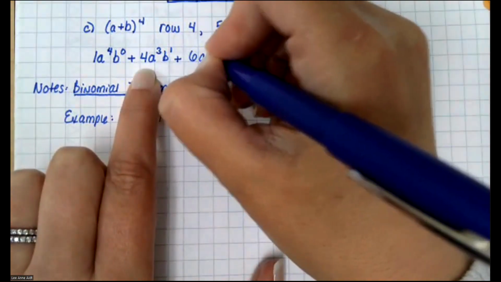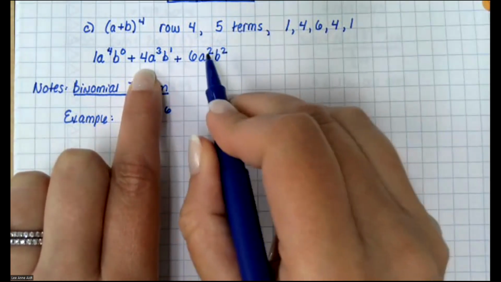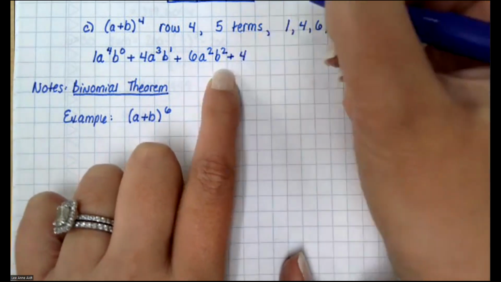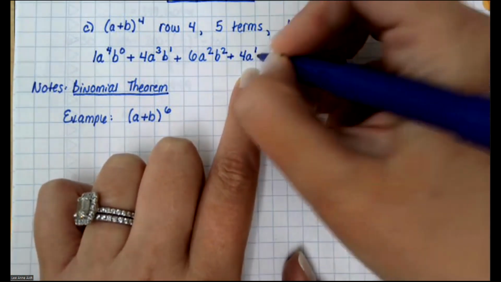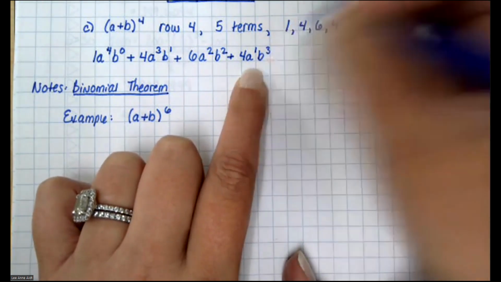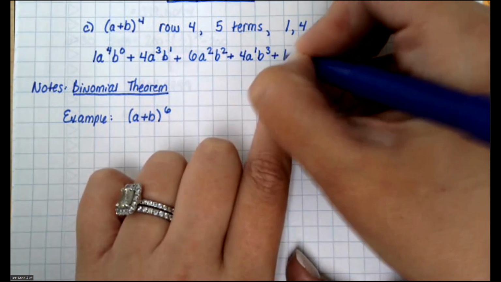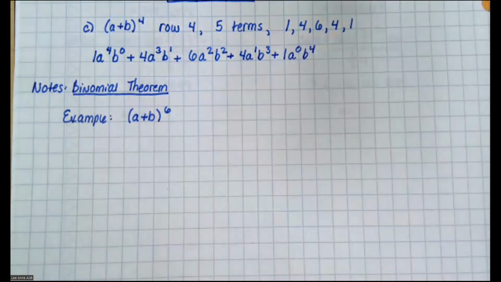Front seat thing goes down a power. Back seat thing goes up a power. Is there a total of 4? Yes. Plus 4. Front seat thing goes down a power. Back seat thing goes up a power. Plus 1. Front seat down, back seat up.